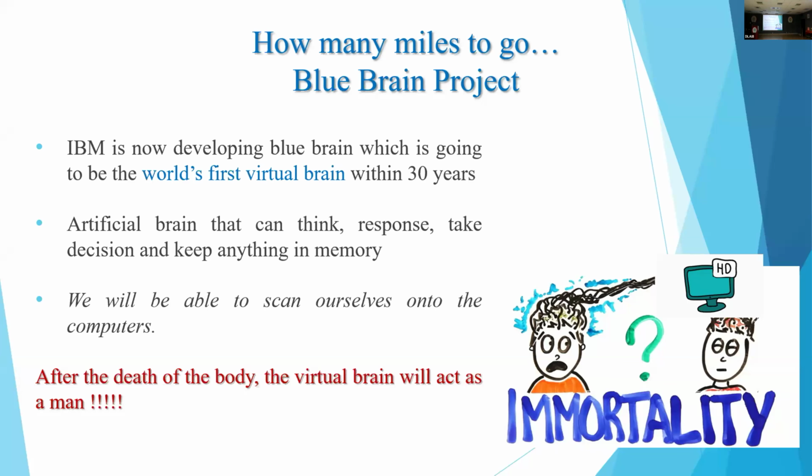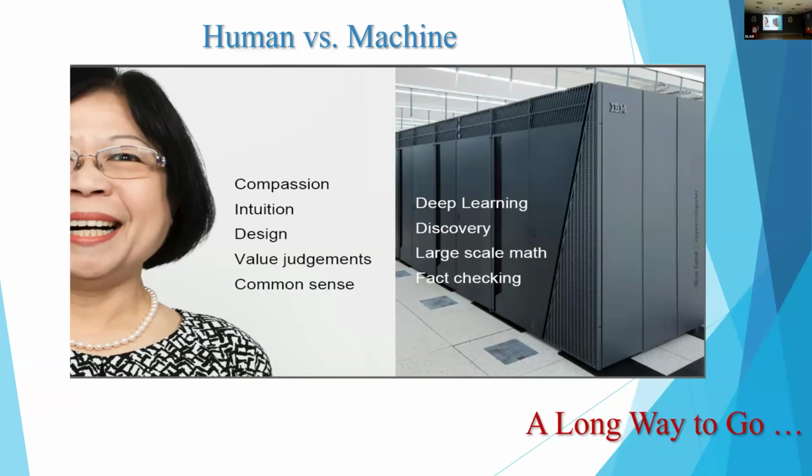So like this, how many miles we can go forward. We have the Blue Brain project also, which aims to launch the world's first virtual brain within 30 years, an artificial brain which can think, respond, take decisions and keep anything in memory. So we will be able to scan ourselves onto the machine, and we will still be alive beyond our death also. So maybe we can see this scenario in the near future.